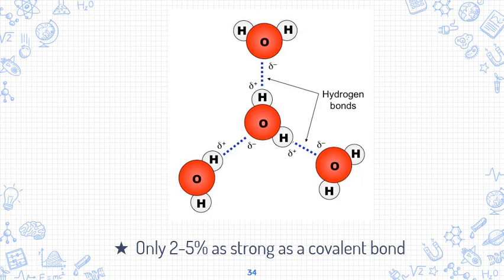We've got the hydrogen of one atom attracted to the oxygen of another atom to create that hydrogen bond. And when we use the term hydrogen bond, it's not really a bond in the sense of a covalent or an ionic bond. It's not nearly so strong. In fact, it's only 2 to 5% as strong as a covalent bond. But it is a force of attraction that's going to keep that one water molecule near another water molecule.